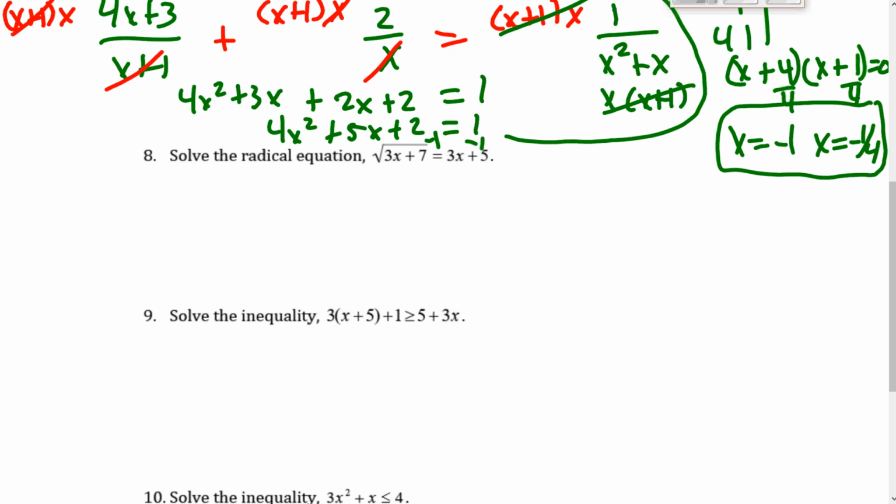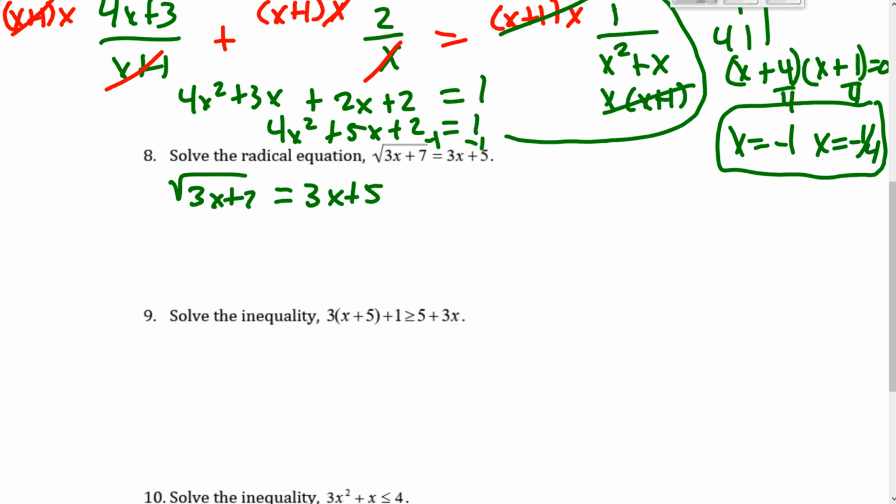Okay, so number 8, you're solving a radical equation. To solve radicals, we want to get the radical by itself. So if there's something being multiplied in front of this, we need to divide it, right? If something's being added to this radical, then we need to be subtracting it. So we're going to try to get the radical by itself first, which it is. Once the radical is by itself, then we can go ahead and get rid of the radical.